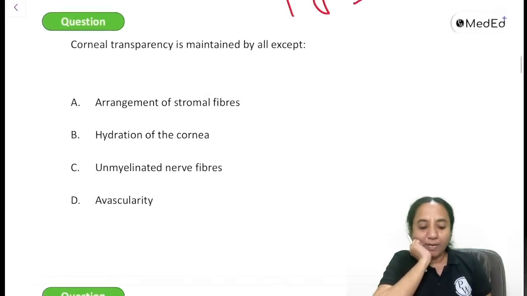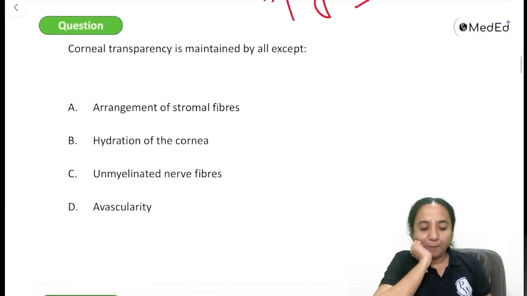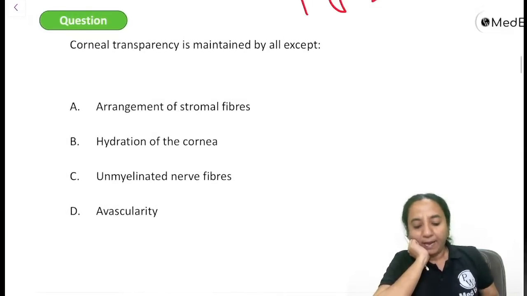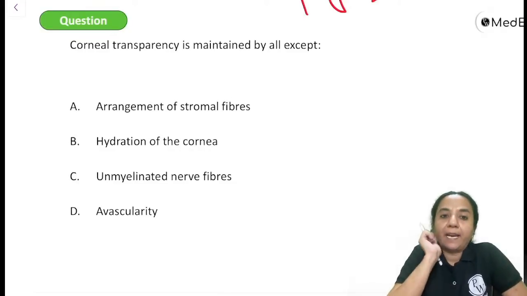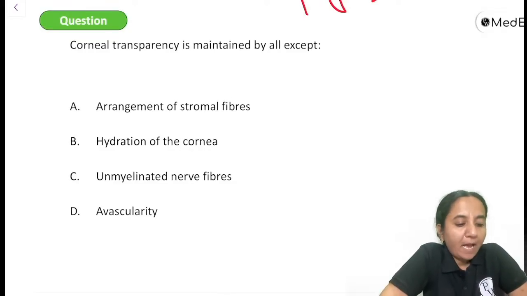Next, corneal transparency is maintained by all except arrangement of the stromal fibers, hydration of the cornea, unmyelinated nerve fibers, or avascularity.